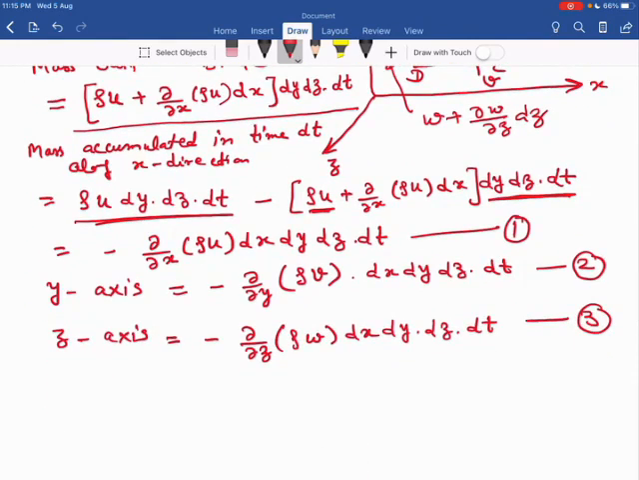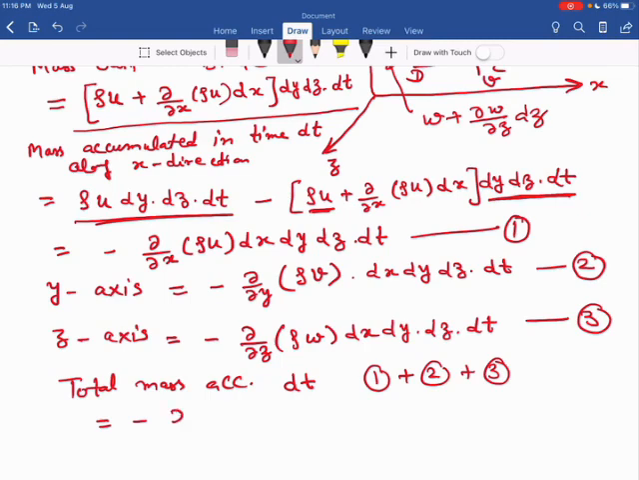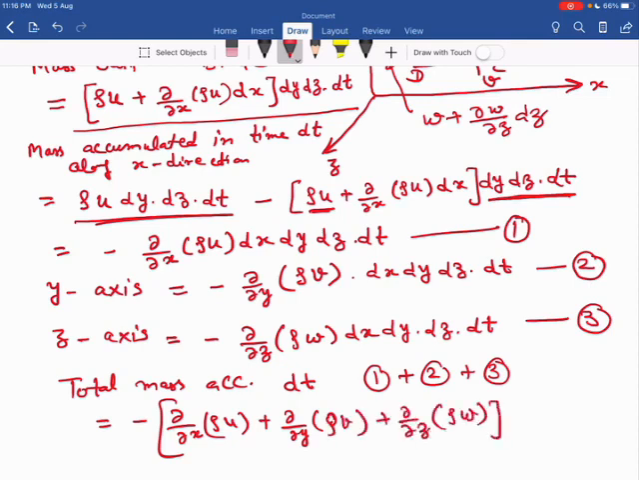Now you can write the total mass accumulated in time dt. That is the sum of equations 1, 2 and 3. So that is equal to minus curly by curly x of rho u plus curly by curly y of rho v plus curly by curly z of rho w, into dx dy dz into dt. This is equation number 4.